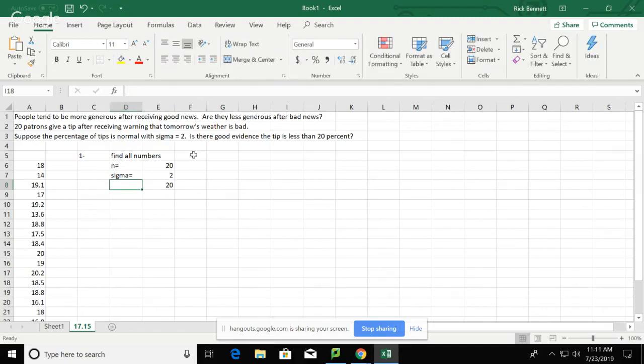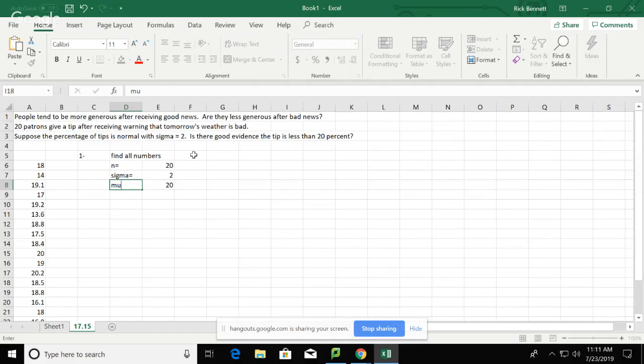Is it mu or is it p? Oh, it is, 20 patrons. No, wait, it's mu, because it's continuous data. Is this continuous data? Yeah, because percentages can be proportions, right?